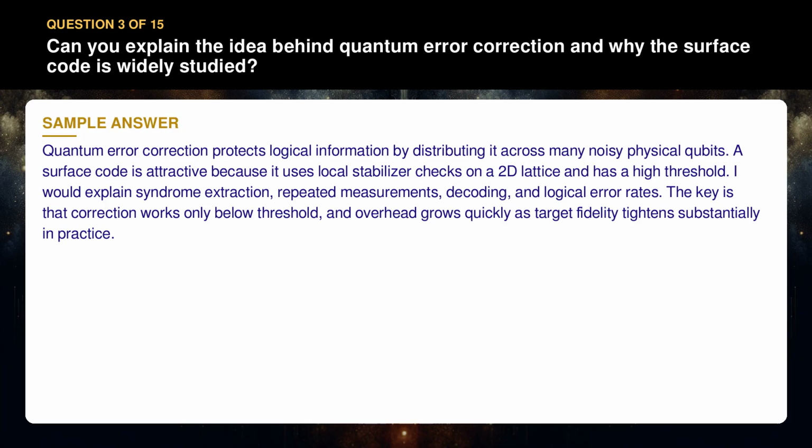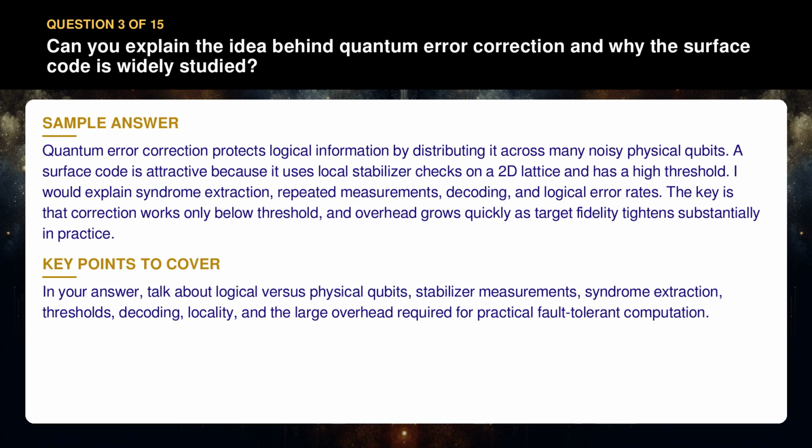The key is that correction works only below threshold, and overhead grows quickly as target fidelity tightens in practice. In your answer, talk about logical versus physical qubits, stabilizer measurements, syndrome extraction, thresholds, decoding, locality, and the large overhead required for practical fault-tolerant computation.